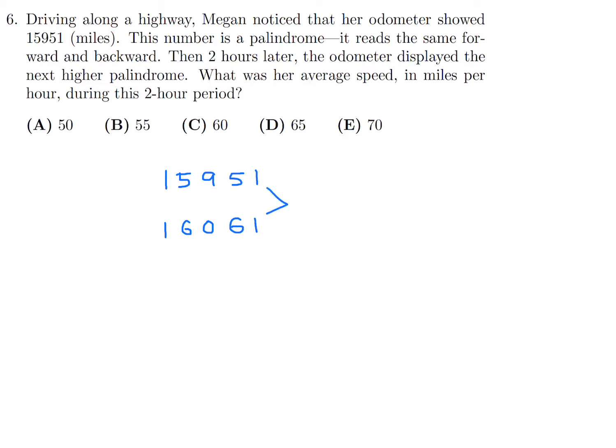Okay, so what is the difference here? 15951 and 16061. That has a difference of 110. And it took 2 hours to travel that distance. So speed is equal to distance over time. So distance is 110, time is 2 hours, and that is 55. So number 6, the answer is B.